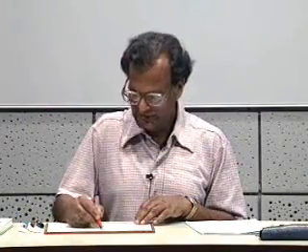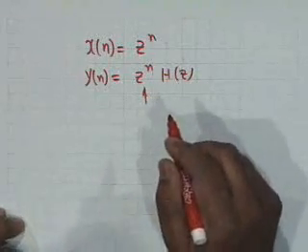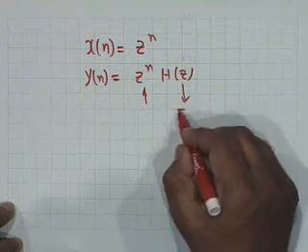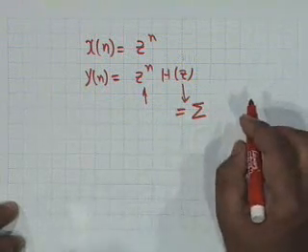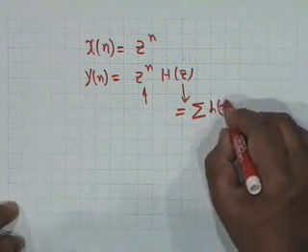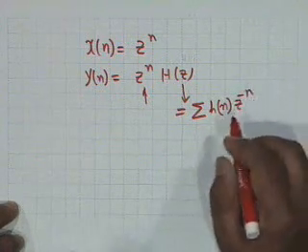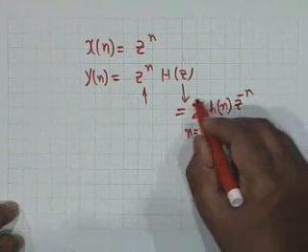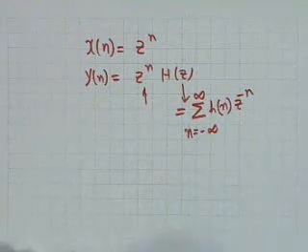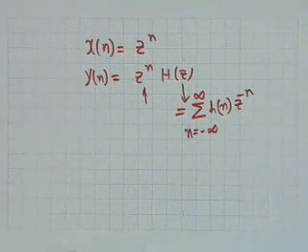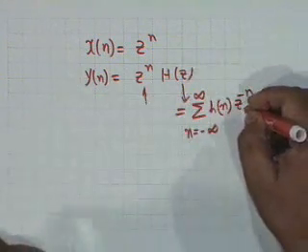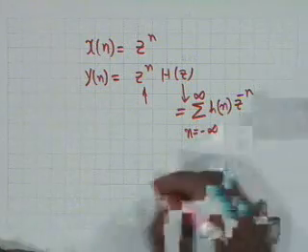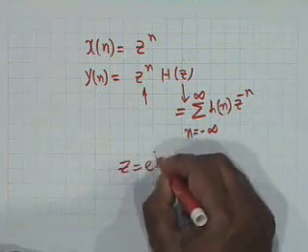and therefore z to the n is indeed an eigenfunction and H of z is the eigenvalue, and H of z is equal to a summation instead of an integral. It would be a summation h of n z to the minus n, n goes from minus infinity to plus infinity. You notice a very interesting thing, that if z is e to the j omega, then what is this summation?